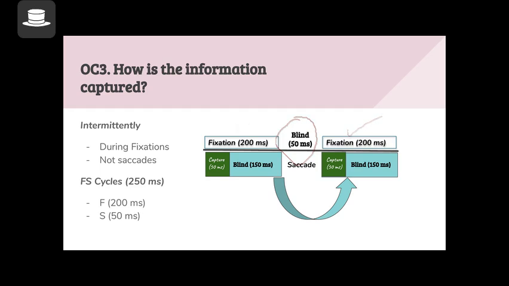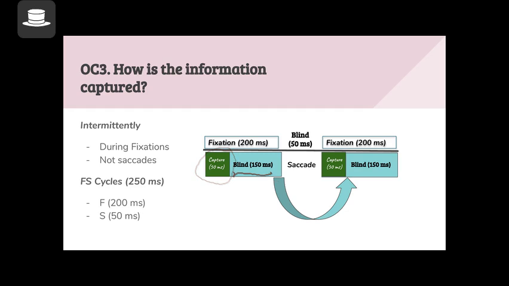Now, here is an interesting thing. We said that you can't see your own saccade because your eyes are blind at that point, right? So for the 50 milliseconds, your eyes are blind. And we said that your eyes only capture information during fixation, which is 200 milliseconds, right? But here is another interesting thing. Your eyes don't capture information for the entire 200 milliseconds. They only capture information during the initial 50 milliseconds. And for the remaining 150 milliseconds of the fixation, your eyes are blind again.